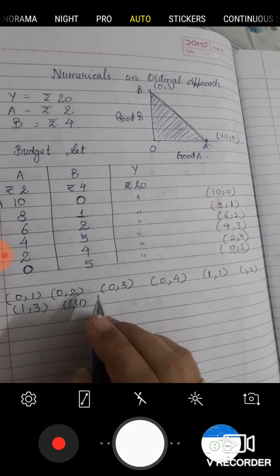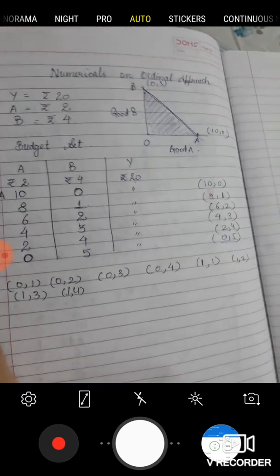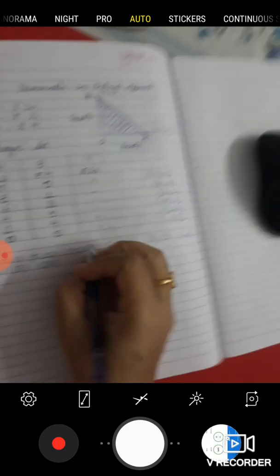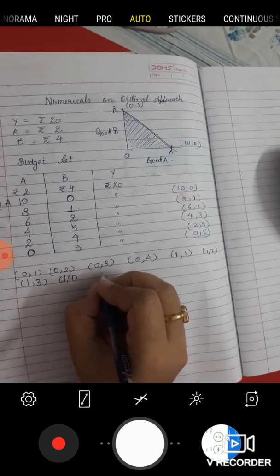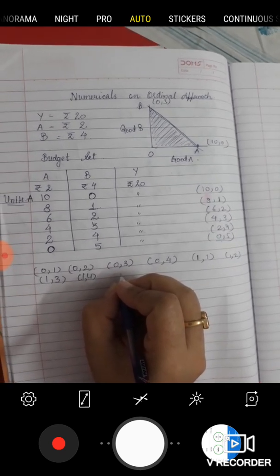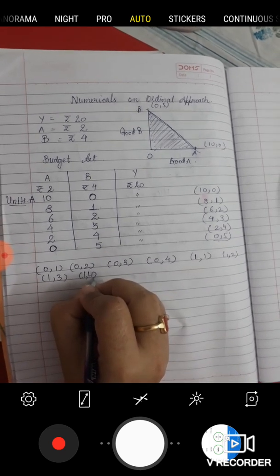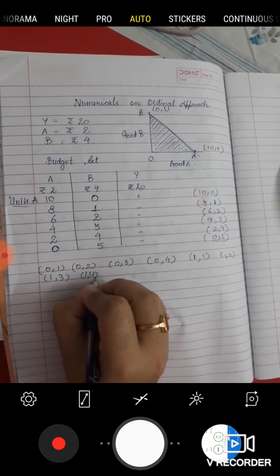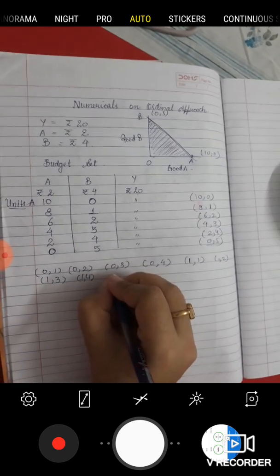What else can it be? Is 1, 5 also possible or not? If I buy 1 unit of A, it will be 2 rupees, and 5 units of B will be 20. So it is not possible. Only till here we are able to purchase. We cannot purchase further.